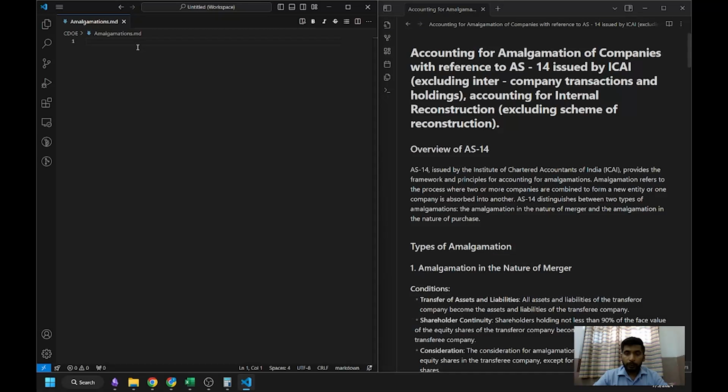In this video, we will be discussing the accounting for the amalgamation of companies with reference to AS14 issued by the ICAI, excluding the intercompany transactions and holdings, and accounting for internal reconstruction, which is excluding the scheme of reconstruction. So basically, let's have an overview first.